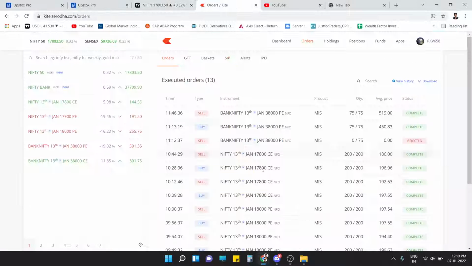If you see, at 10:44 I took SL, right? At 10:44 in the middle I took SL and I exited from that trade. I was in a profit of 10 rupees, but I did not book that profit, so I booked a 10 rupees loss over there, right? So 196 entry, 186 stop loss. So 10 rupees stop loss, 2000 rupees I booked over there.